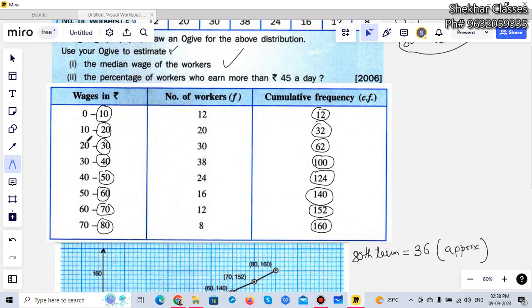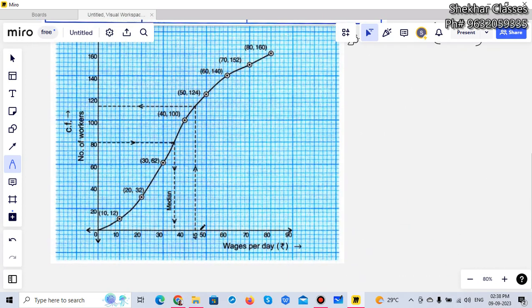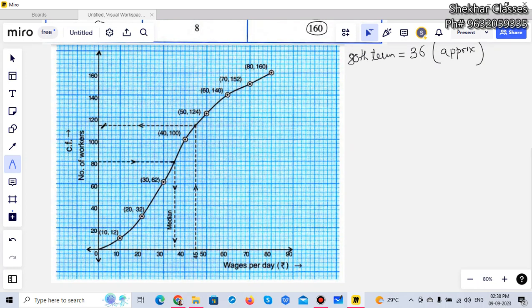Earning in wages 0 to 10, 20 to 30, 30 to 40, 40 to 45. So 45 will be here. We draw a line parallel to the y-axis. Wherever it intersects, draw it from there parallel to the x-axis. Wherever it intersects, there is one here. This is 120, so this is just 20 part in it, right?